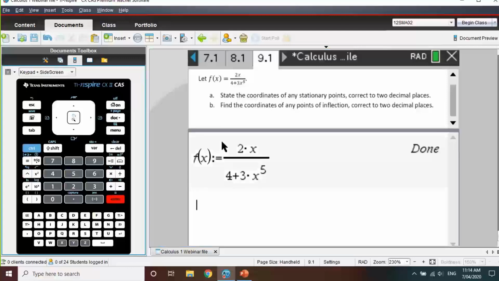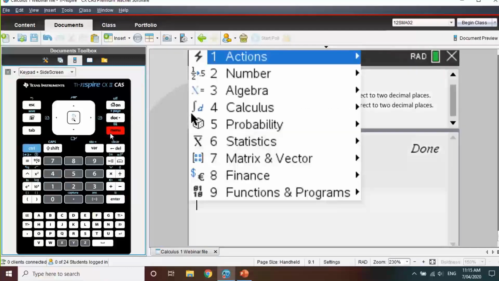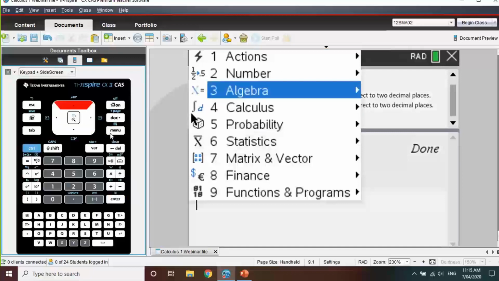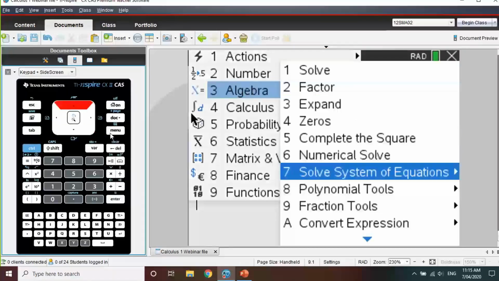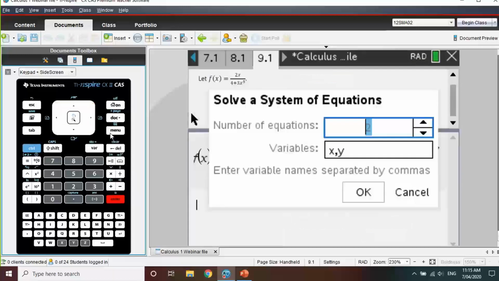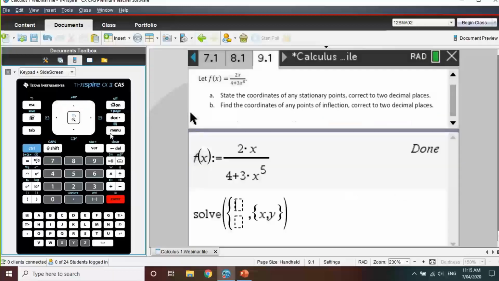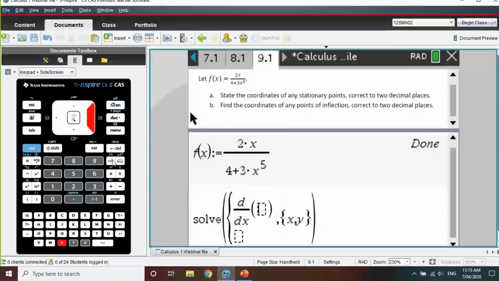Alrighty, stationary points now. To get our stationary points, we require our derivative equal to 0. But to get the output looking nice, we're actually going to use simultaneous equations, and I'll explain why. So in Algebra, number 7, system of equations. 2 equations, x and y, sounds good to me. Here we go. Like always, we're going to try and solve the derivative equal to 0. So using our template button, we can get the derivative straight away: the derivative of our function equal to 0.